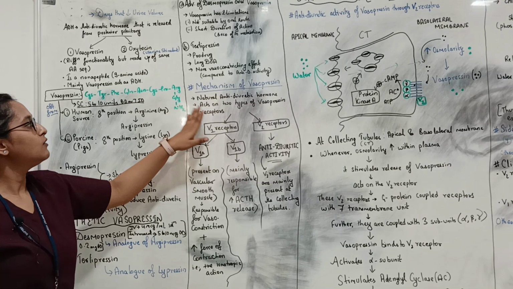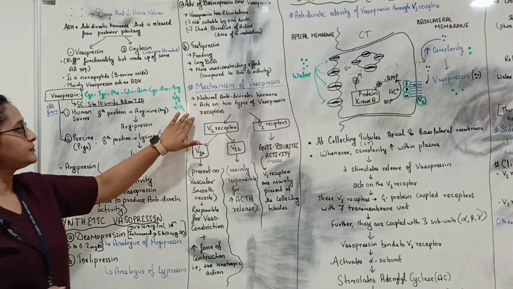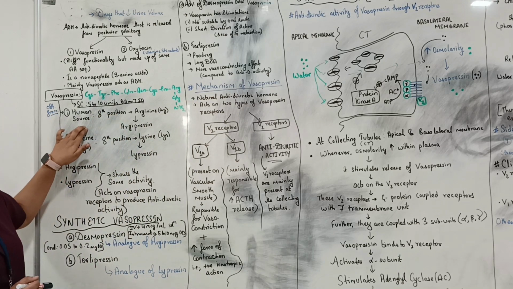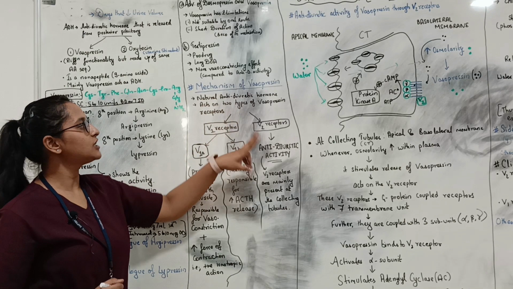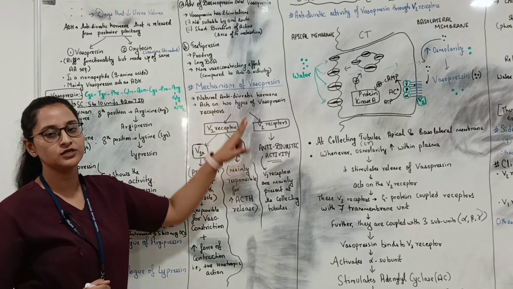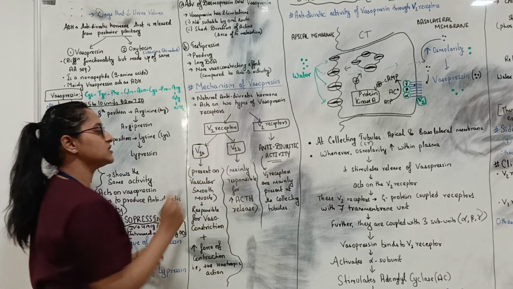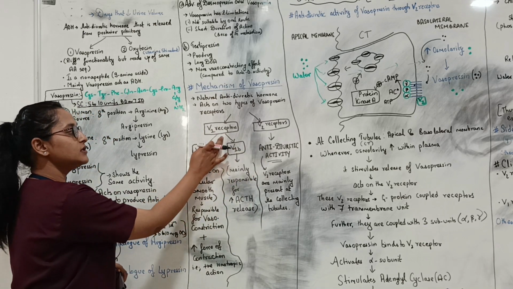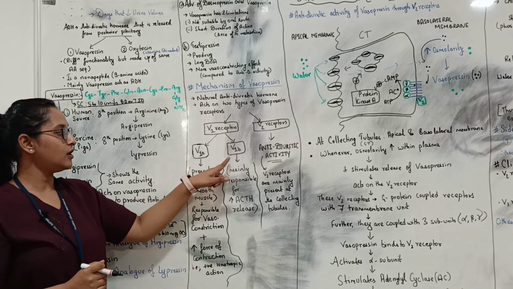Fine. Now coming to the mechanism of vasopressin, we'll see how it acts. As I said earlier, it is a natural antidiuretic hormone. Okay, and it acts on two types of vasopressin receptor. The first one is V1 receptor, second one is V2 receptor. And furthermore, V1 receptor is subclassified as V1A receptor and V1B receptor.